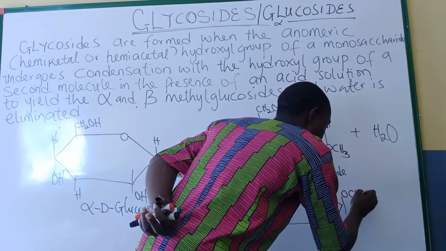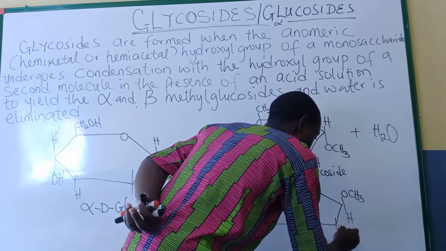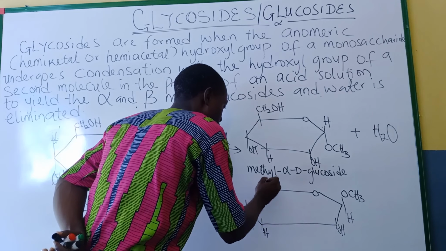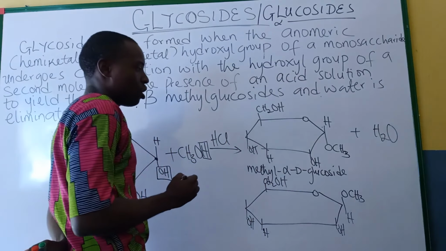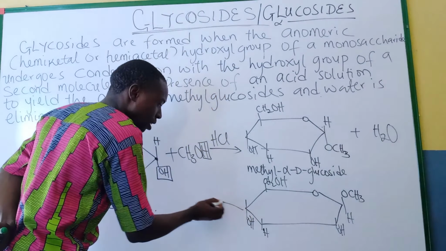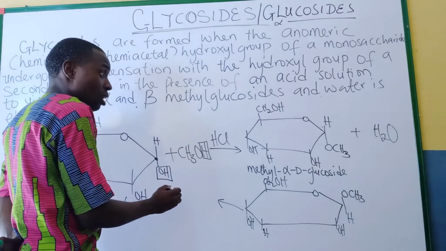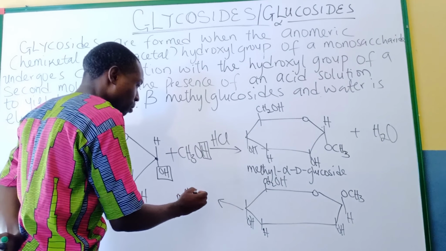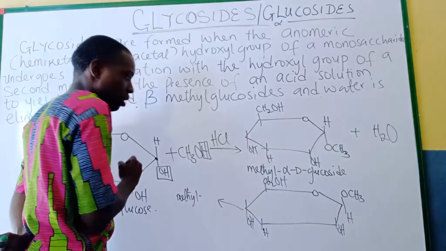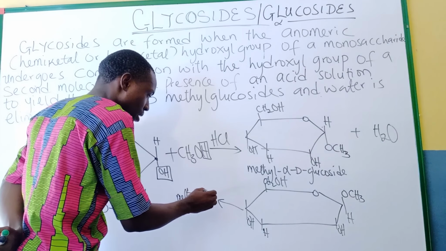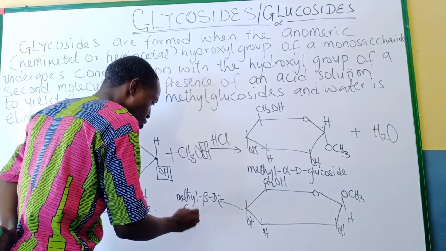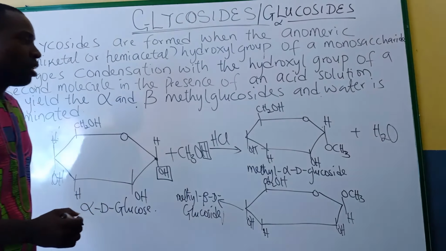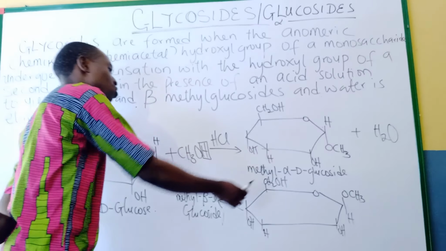this one is OH, H, OH, then CH2OH. And remember, this one is called a methyl beta-D-glucoside. Yes, so this is what you tend to get.